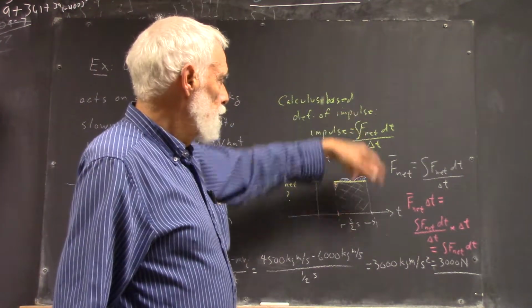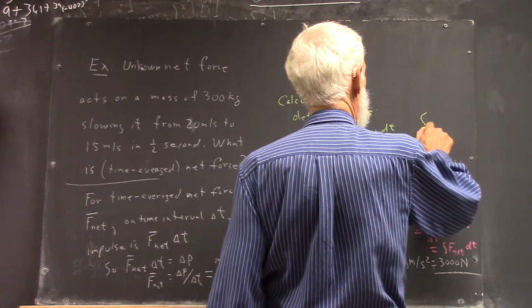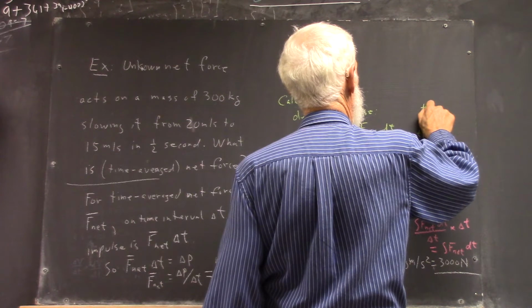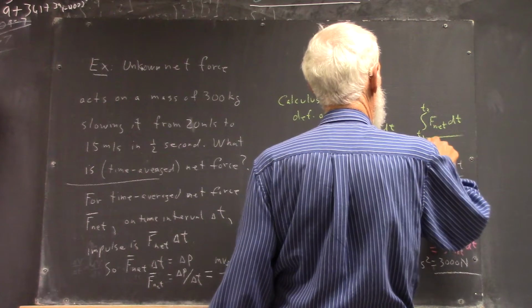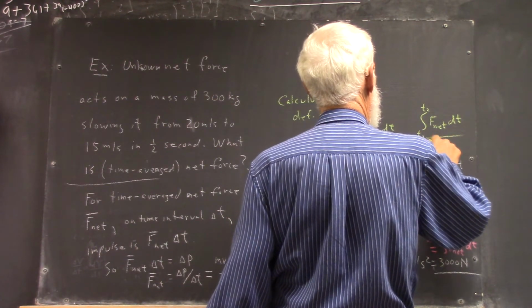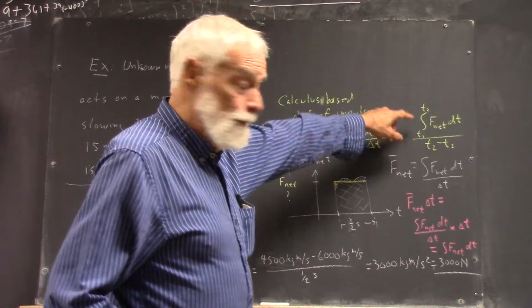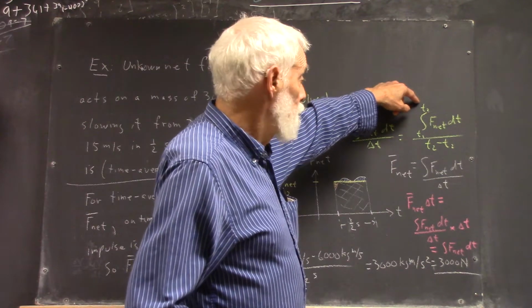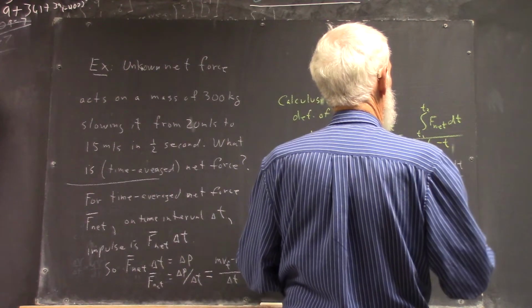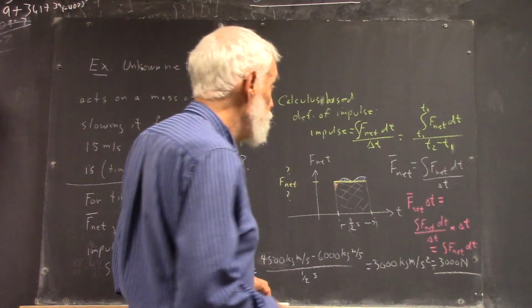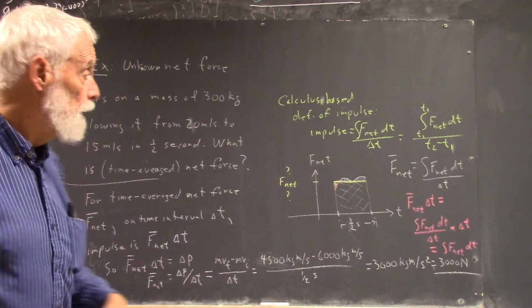Impulse is the integral of F net dt over delta t, and to write it out a little more explicitly, the integral going from t1 to t2, the time interval being, of course, t2 minus t1. Must have been looking at 2 when I wrote that. So there it is. Here are a couple of applications. We'll take a quick look at one more.